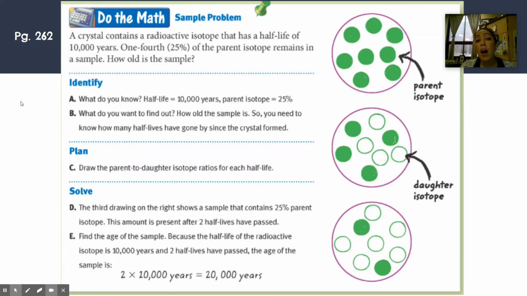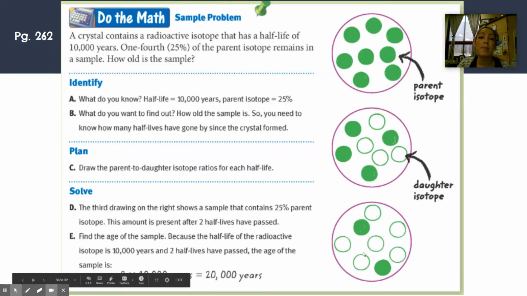So what do I know? I know that my sample is 25% radioactive, 25% parent, and the half-life of this element is 10,000 years. So what are we trying to find out? How old is this rock? So what am I going to do? First, they want us to show it through a drawing. After 0 half-lives, we're 100% parent. After 1 half-life, we're 50% parent. After 2 half-lives, we're 25% parent. This tells me 2 half-lives have passed.